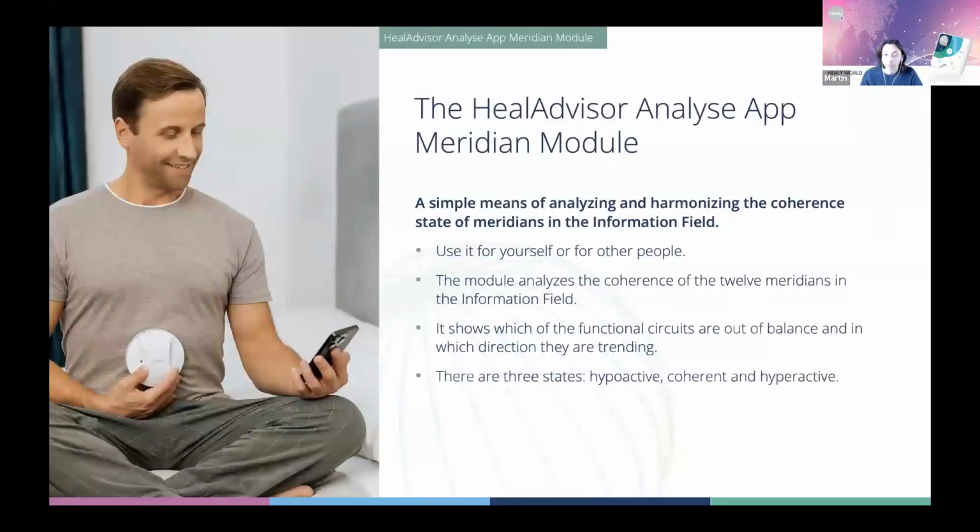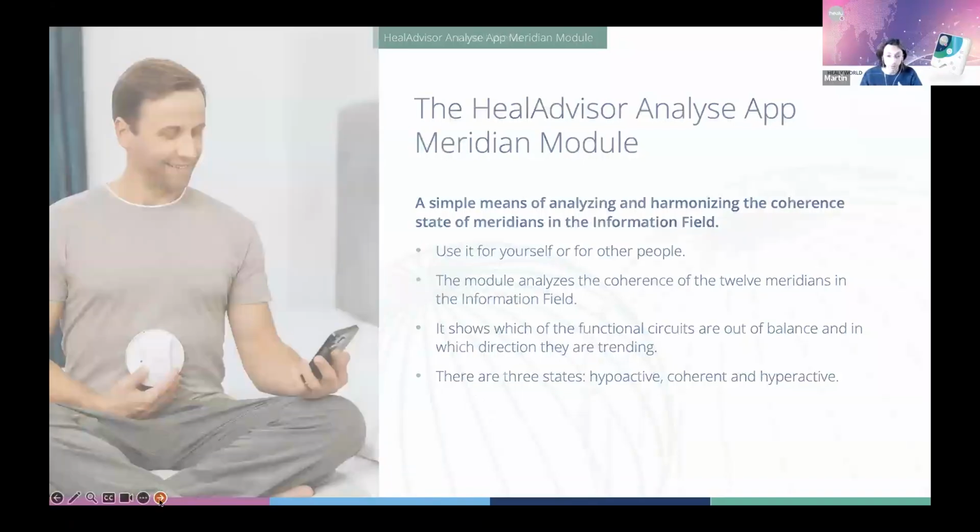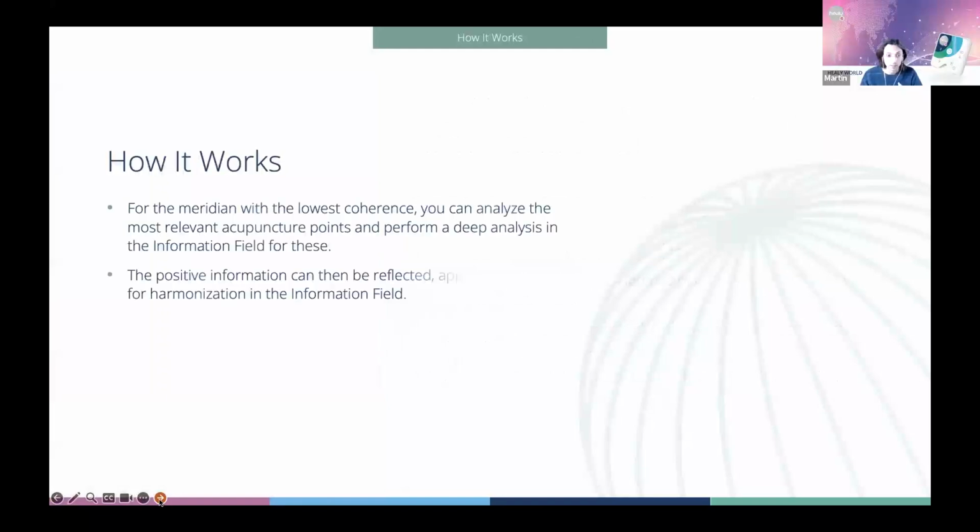And a simple means of analyzing the coherent state. The first thing that you do is analyze the coherent state of the meridian. So you analyze how coherent a meridian is. Is it hypoactive, coherent, or hyperactive? Is yin and yang basically balanced in this meridian? You can of course also do that for other people. And that's how it works.